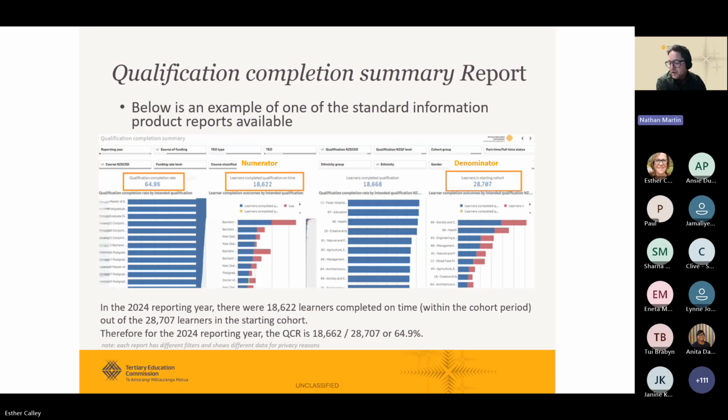Below the main values, there are additional breakdowns which show qualification completion rates and learner cohorts and completion rates by different views, such as the intended qualification or the NSCED subject area. These breakdowns help identify which qualifications, subjects, or learner groups are performing well, or those that require further investigation.